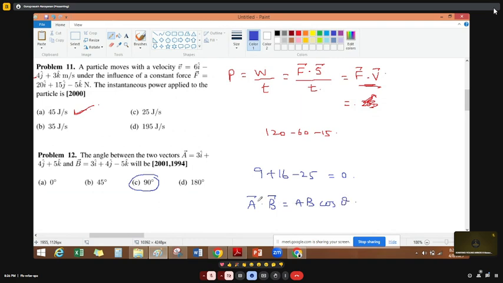And when will this become 0? When will the dot product become 0? Either A has to be 0 or B has to be 0 or cos theta has to be 0. Here A is not 0, B is not 0, which means cos theta has to be equal to 0. Always remember dot product 0 means it is 90 degrees. Okay, very often this is asked. Very easy problem.